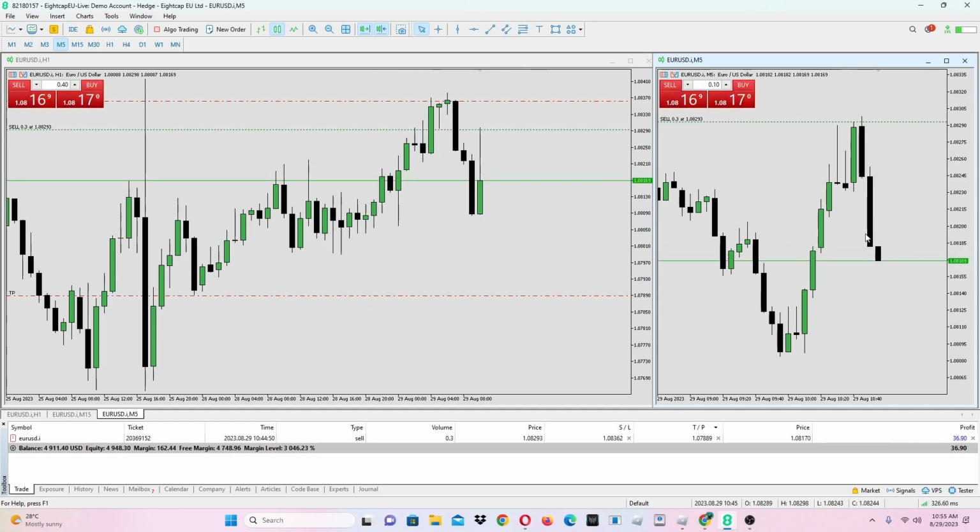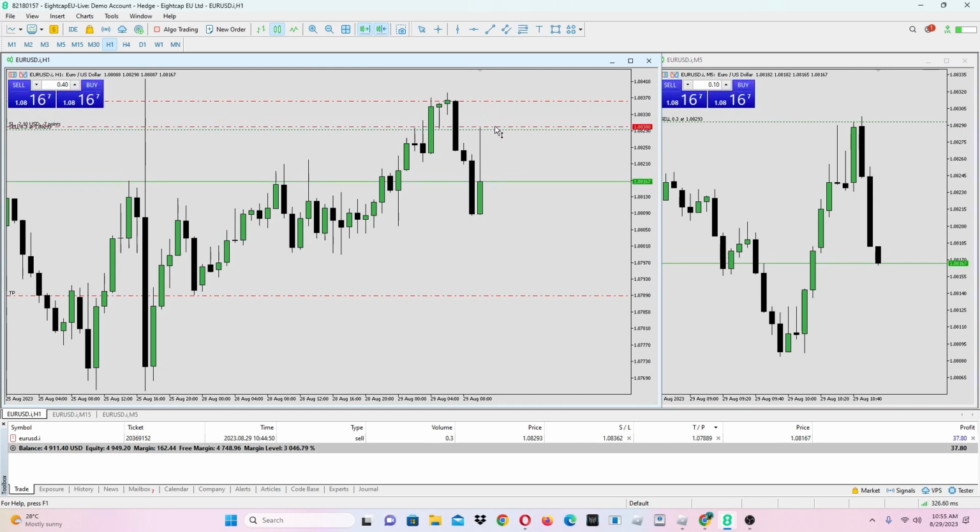There is a fair value gap right here. I might add some of my position, so I might add 0.4 lot, and my stop loss will be at this high right here. So this is my high right now, and I might add some partials if we go into this area right here. I might add some on my position.